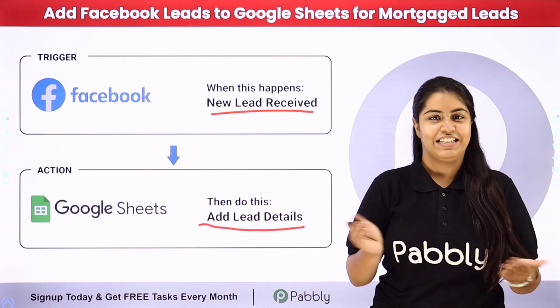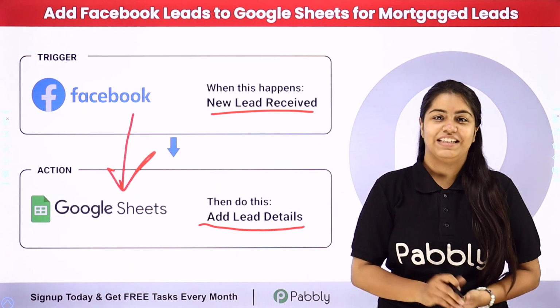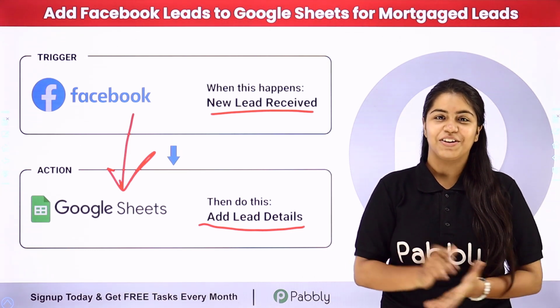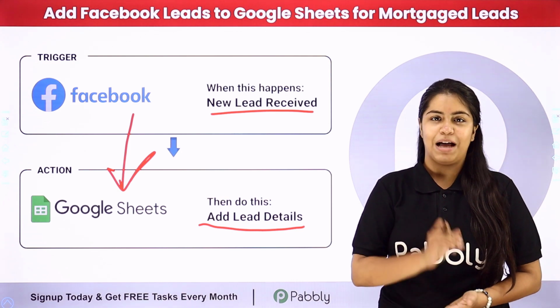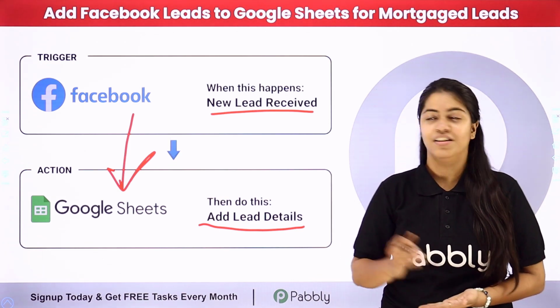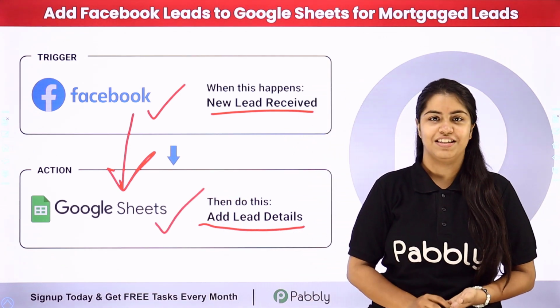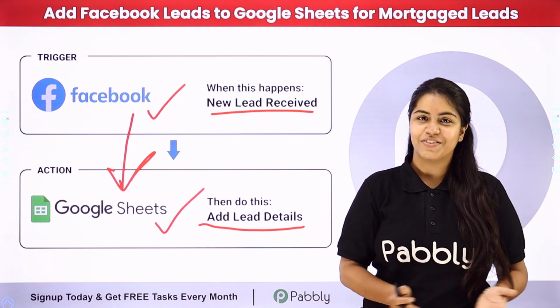For this, we are going to create a connection between Facebook lead ads and Google Sheets. To create this connection, without knowing any programming or coding language, we are going to use Pabbly Connect. It is an amazing automation software. So in Pabbly, we have the concept of trigger and action. For trigger, we are going to use Facebook lead ads, and for action, we are using Google Sheets. So if you also wish to learn this process step by step, follow me through the screen.